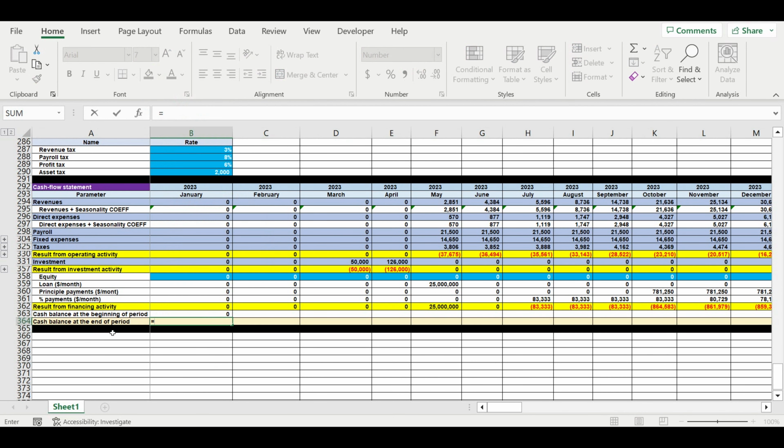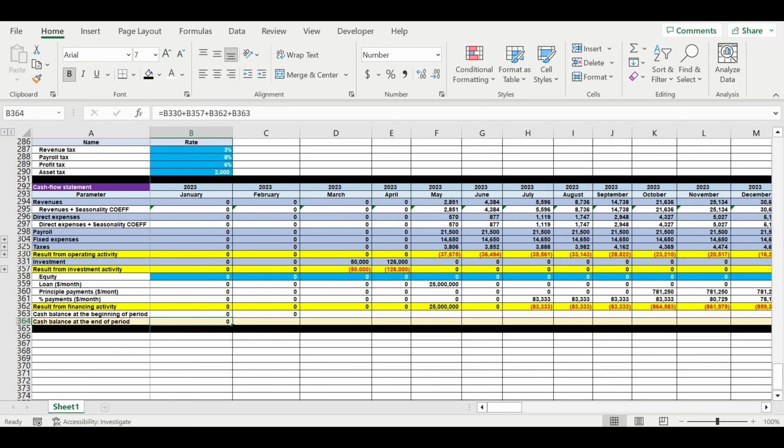Then cash balance at the end of the period will be the total of result from operating activity plus the result from investment activity plus the result from financing activity plus cash balance at the beginning of the period. Then I'm taking this value here. This will be the cash balance at the beginning of the next month, February. So I press equals and put the cursor here. Press enter.